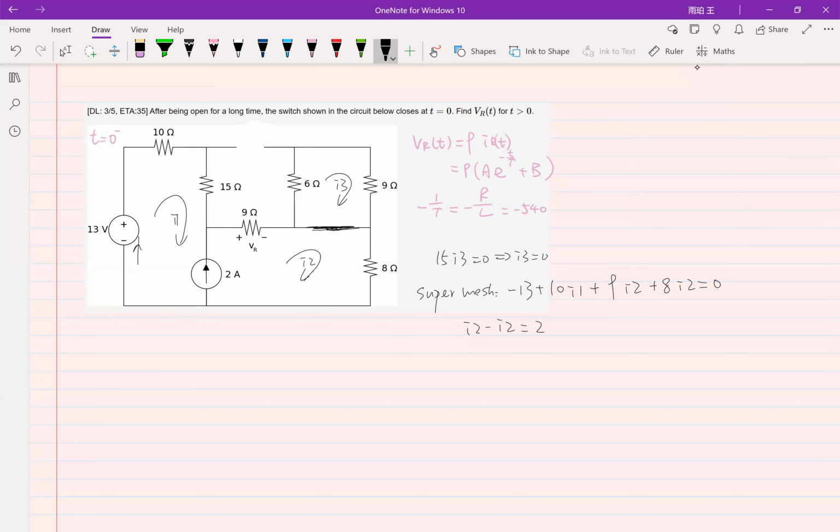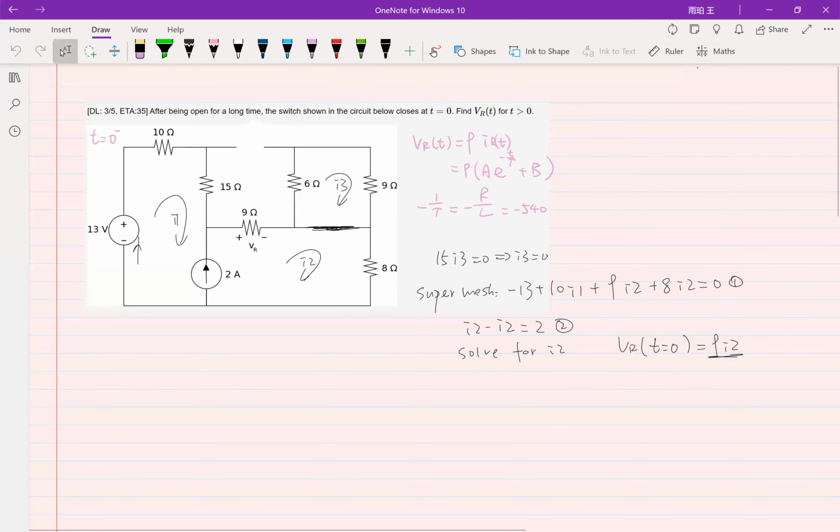Okay, so solve for I2. I'm not going to solve for it here. Anyways, we have two equations and two unknowns. So we have I2 here. Our V_R in this case, at t equals 0, would be equal to 9 I2, and we have this value as a constant.